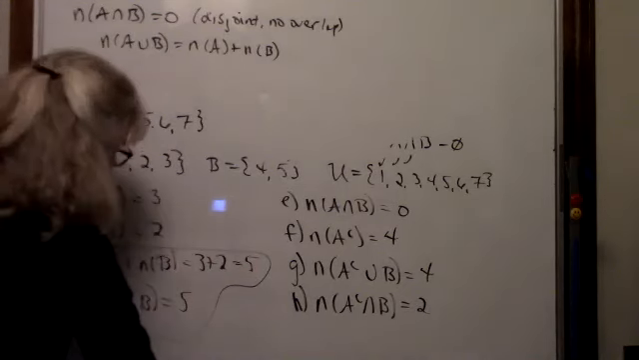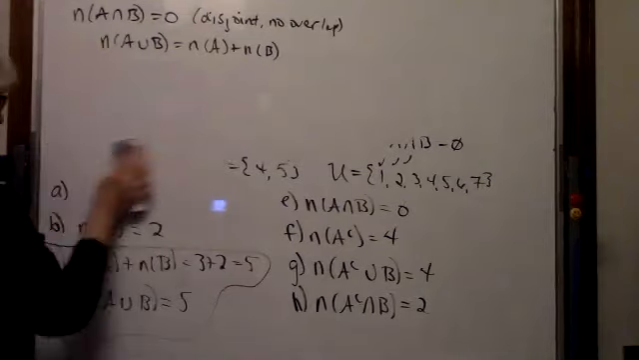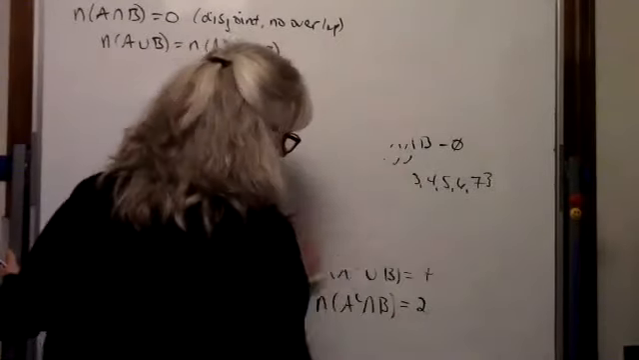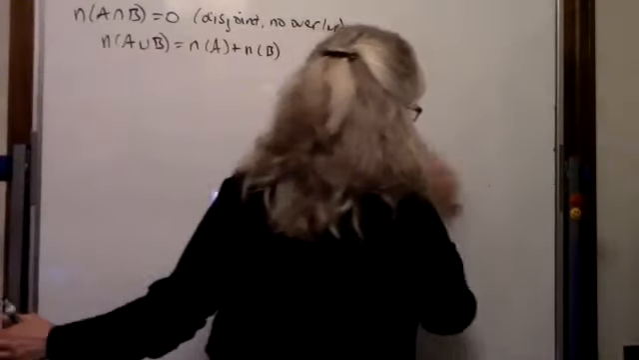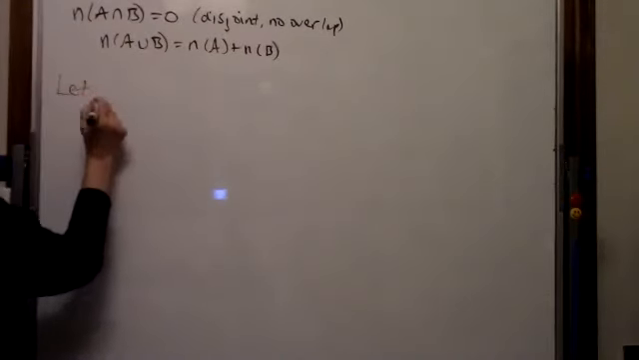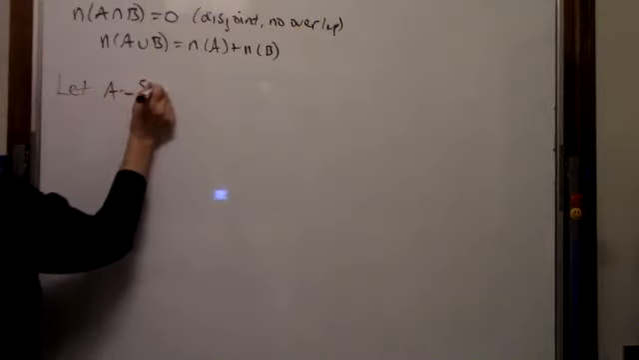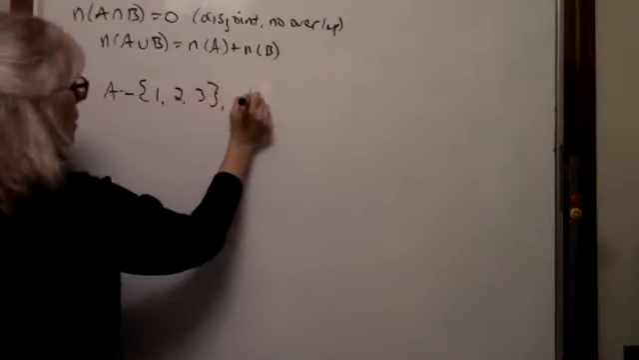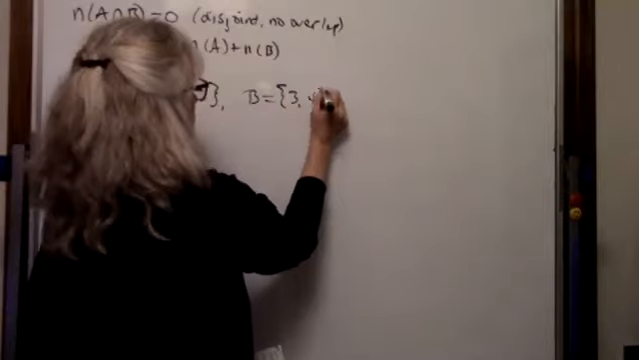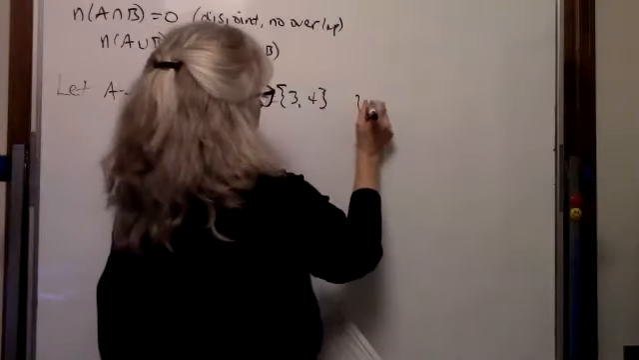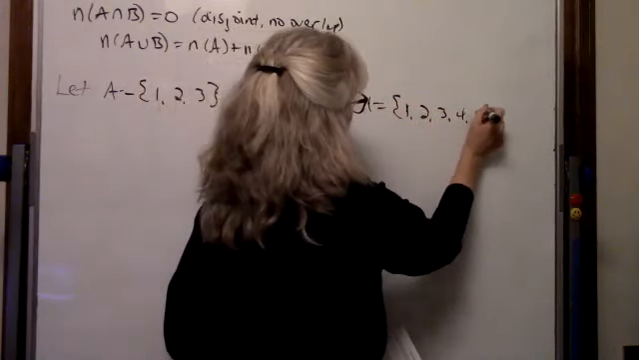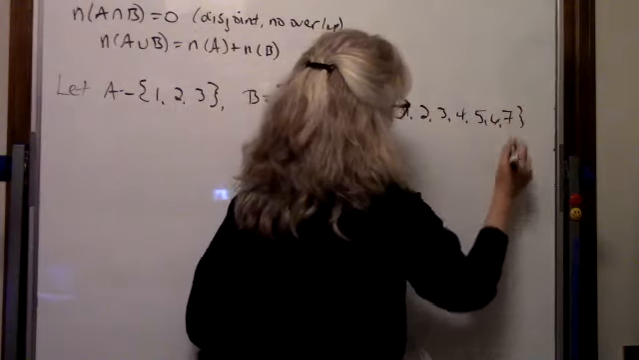Okay, in our next example, they're no longer going to be disjoint. So how does that impact what we're doing? Let's do another example, but this time A and B are going to have an overlap. We're going to let A equal the set 1, 2, 3. We're going to let B be the set 3 and 4. And the universe is still the same, 1 through 7: 1, 2, 3, 4, 5, 6, and 7.